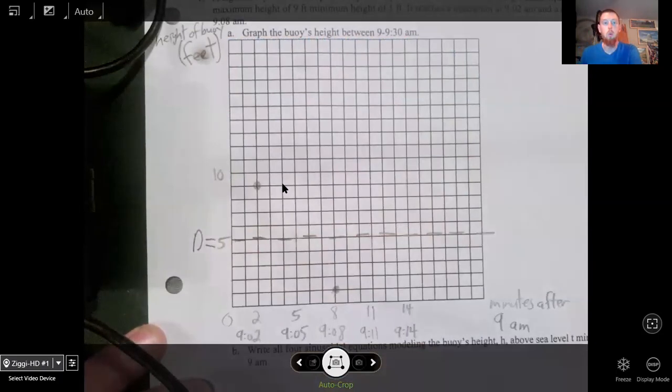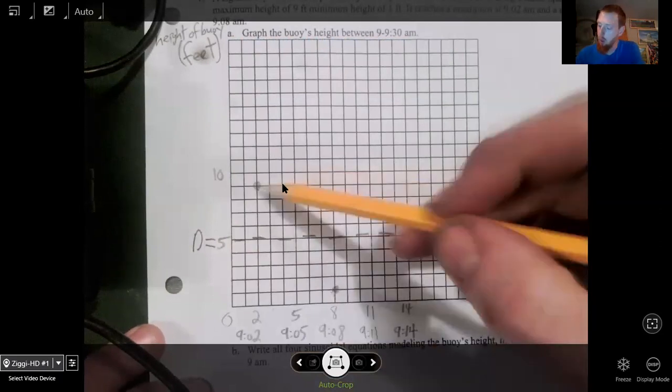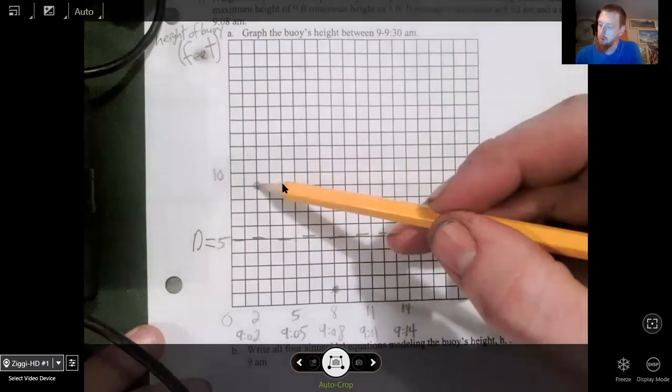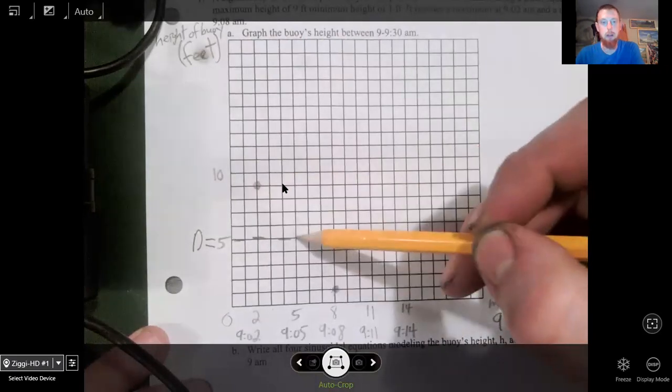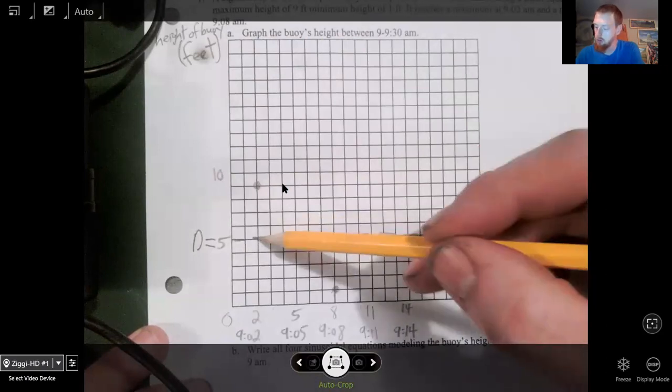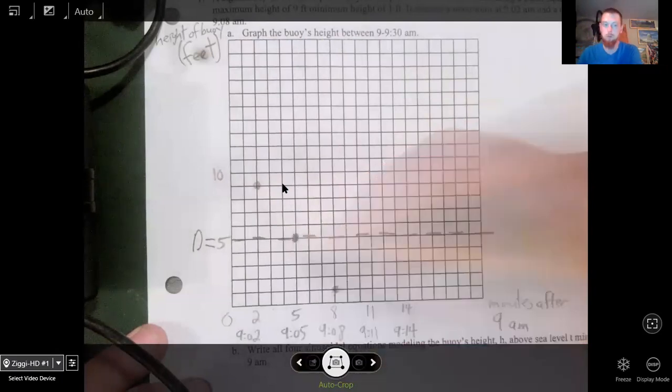Okay, what did we notice about how long it took to go through one period? Well, when you're going through one period, if you go from a maximum to a minimum, you're going to reach the line of symmetry exactly halfway in between, right? So what time would be halfway in between 9:02 and 9:08? That would be 9:05. So we're going to have a point right here.